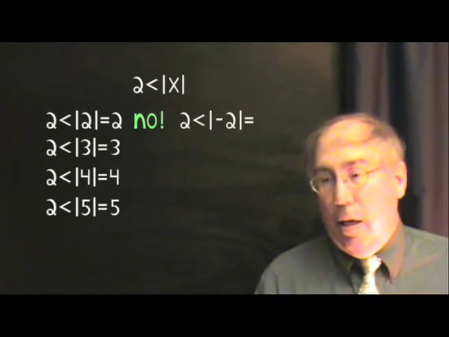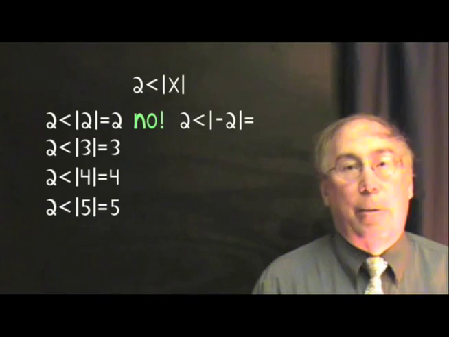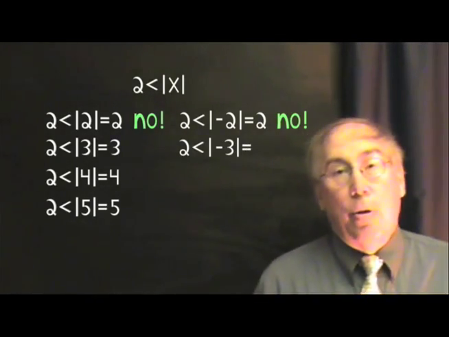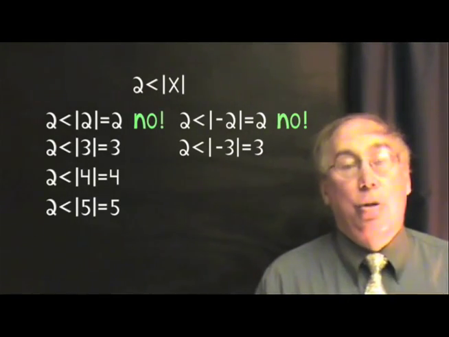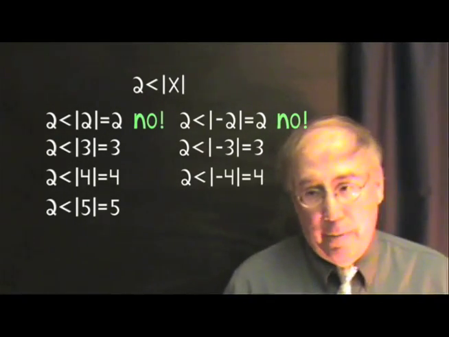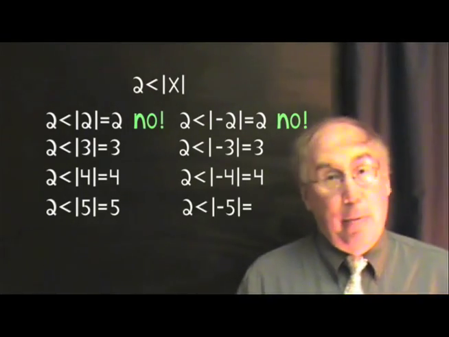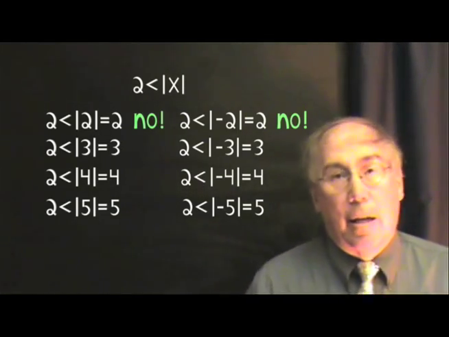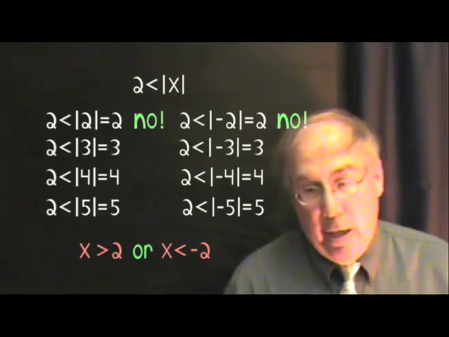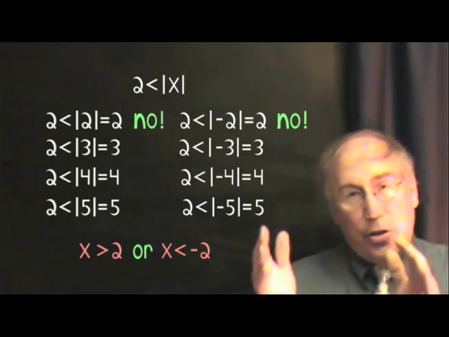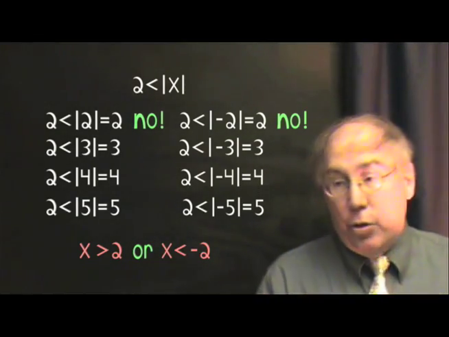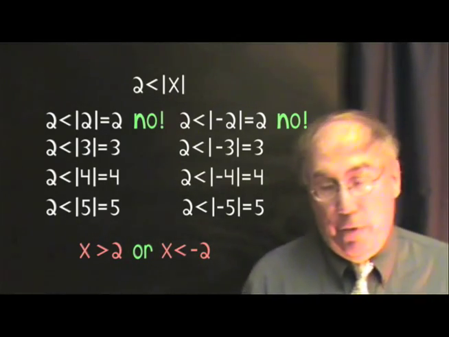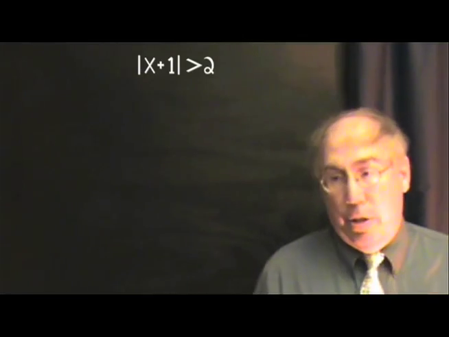Now let's put in some negative values and see what happens. We put in a negative 2. The absolute value of negative 2 is 2. That's not greater than 2, so that won't work. And put in negative 3. That will work. 3 is greater than 2. Negative 4, negative 5, they all work. So it seems like we've got to get x values that are greater than 2 or x values that are less than negative 2 to make this work. This is sort of a union situation.